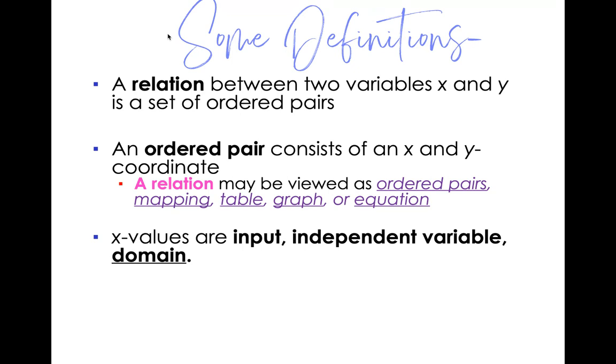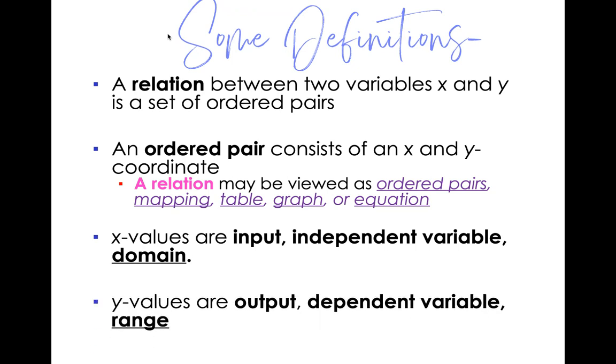The ordered pair consists of two coordinates. We have the first x value. The x value is also known as the input, the independent variable, or the domain. So when you see any of these words, they are referring to the x values. The y values are also known as the output, the dependent variable, or the range. So if you see any of these words, it is referring to the y coordinate.